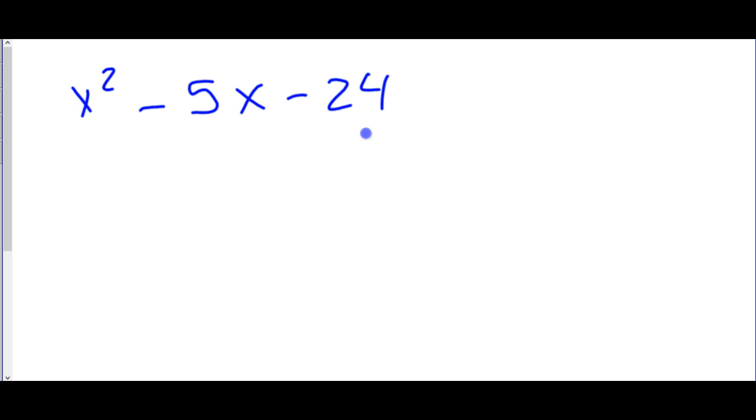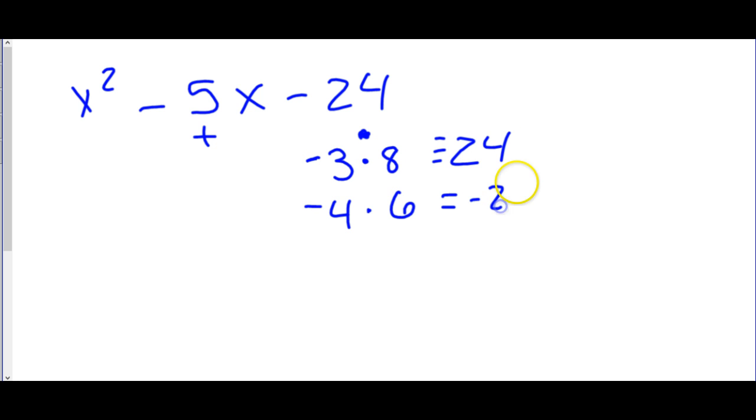So again, multiply to be the last one, add to be the middle one. Negative 24. Things that multiply to be negative 24. I think 3 times 8 usually, or 4 times 6. But we want this to come out negative. If I multiply right now, I get positive 24. So we've got to do something different. To make a negative number, one of these has to be negative. Negative 3 times 8 is negative 24. Negative 4 times 6 is negative 24.